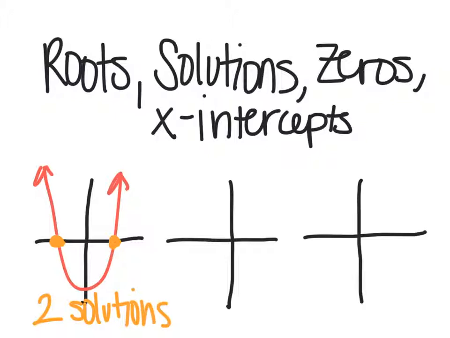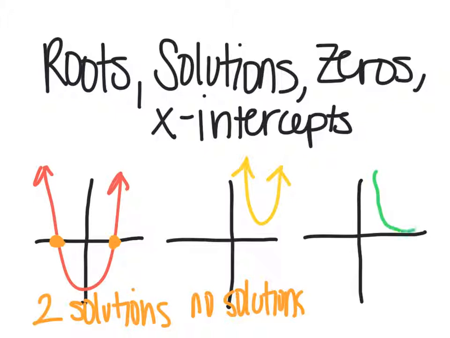You could also have a graph that has no solutions, like this one, because this graph that's yellow never touches the x-axis. Or you can have a graph with one solution, and one solution is going to touch the x-axis and go right back up. So this particular graph has one solution. Those are our three choices.